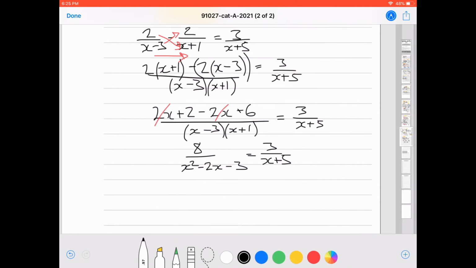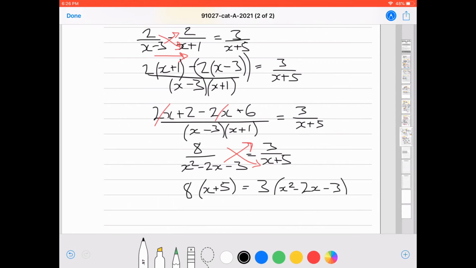We've got these two fractions that equal each other. So another thing we can do is cross multiply again. Not multiplying the denominators, but simply cross multiplying. So we've got 8 and x plus 5 on the left hand side, and we've got 3 x squared minus 2x minus 3 on the right hand side. And we can see a quadratic starting to form here.